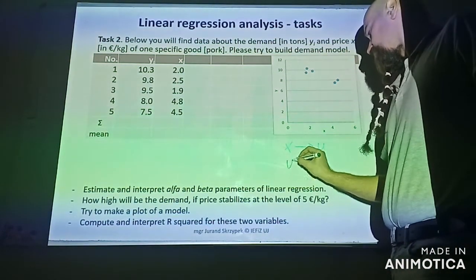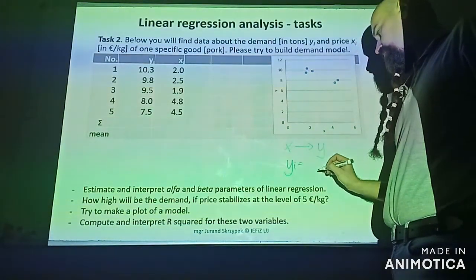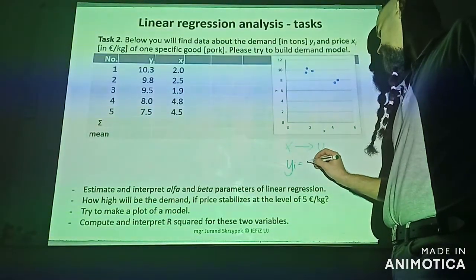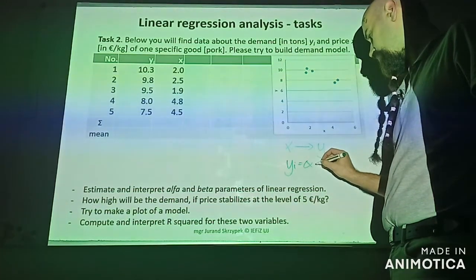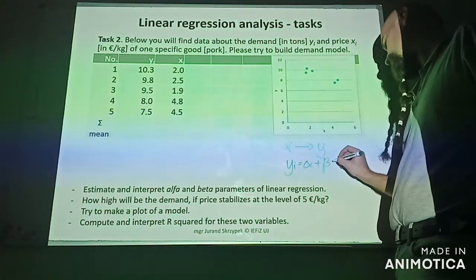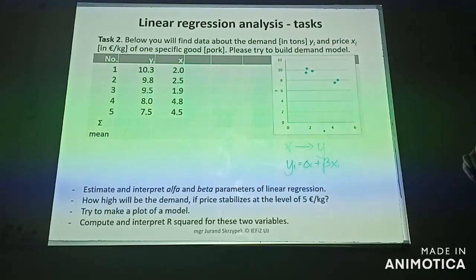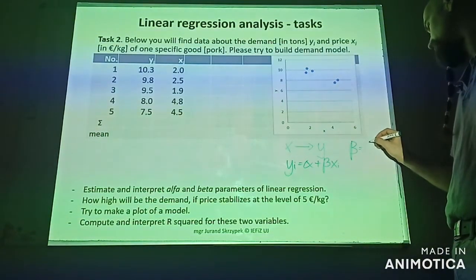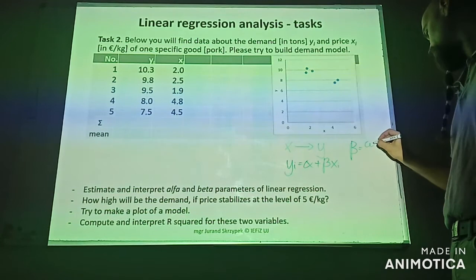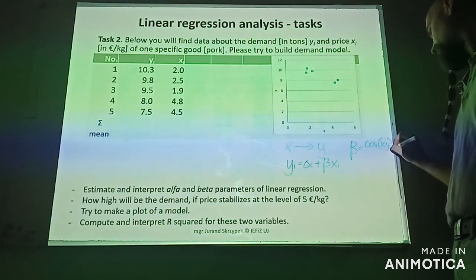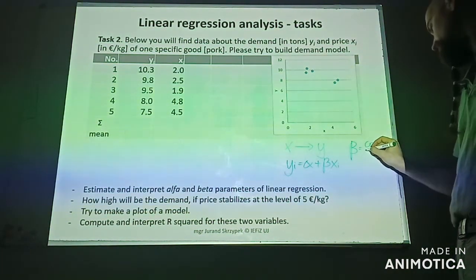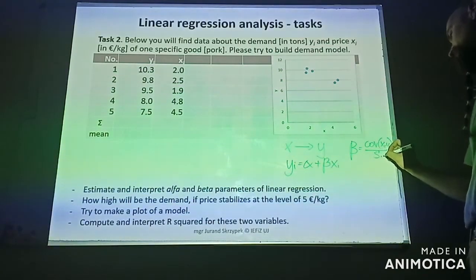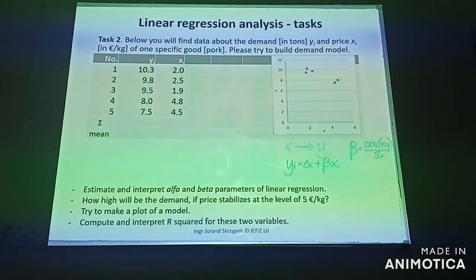Alright, we will try to build the model in the following form: yi equal to alpha plus beta xi. As you remember, the first step in building a model is to find the beta parameter, which is a ratio between covariance between the values of both variables divided by the variance of the independent variable.